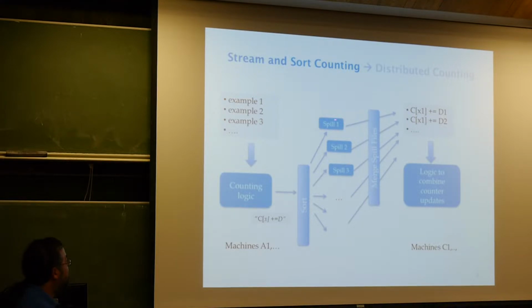And at the end, then we can combine the counter updates. So let's take this framework and ramp it up. We're going to call this the reducer machine, and this is the counter machine.